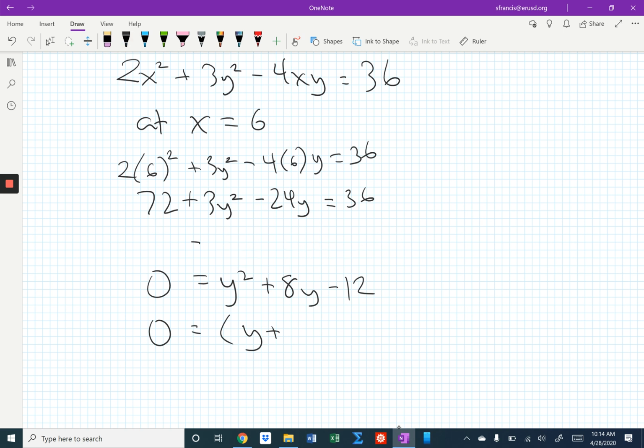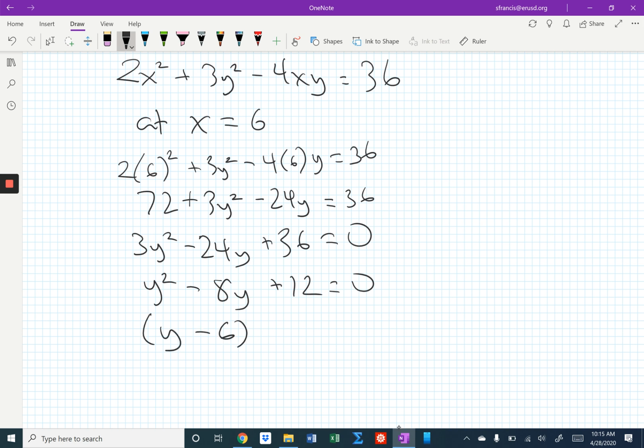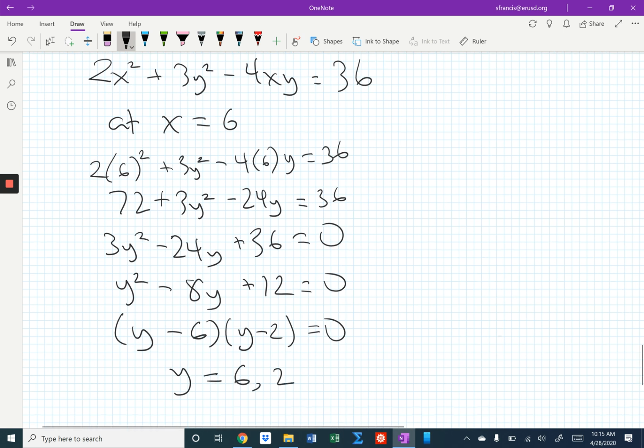Silly mistakes. Now, see what happens when you try to go too fast? Even I make mistakes when I try to go too fast. That's why I tell you guys to try not to do that. And then this becomes this. And so then when I divide by 3, we get this. And so the y minus 6 and y minus 2, that worked out much better. So I got 6 and 2.